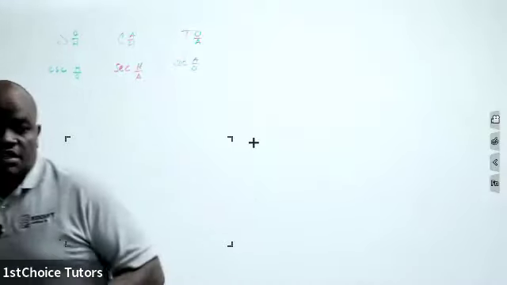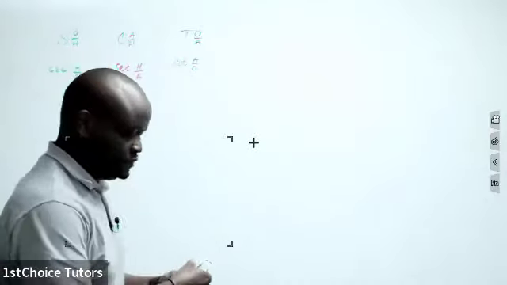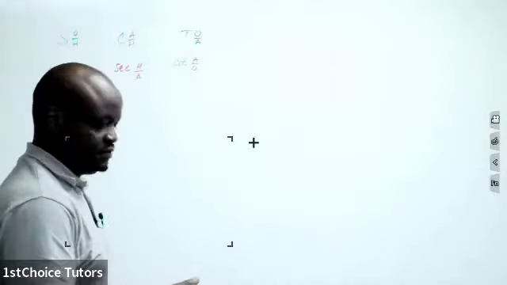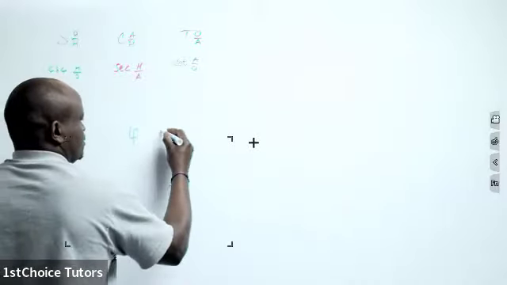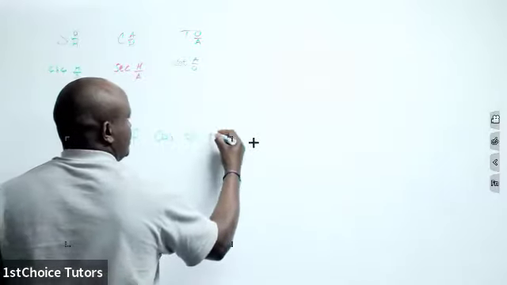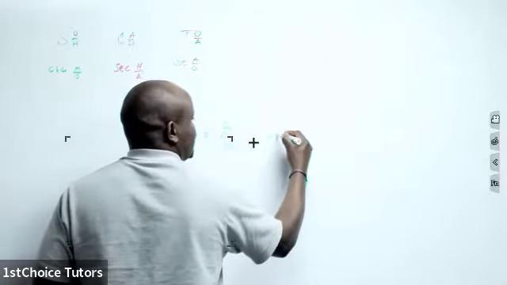Would you read that question again, please? The question itself: if cosine theta equals 3/10, find cotangent theta. Cosine theta equals 3/10. Find cotangent theta.